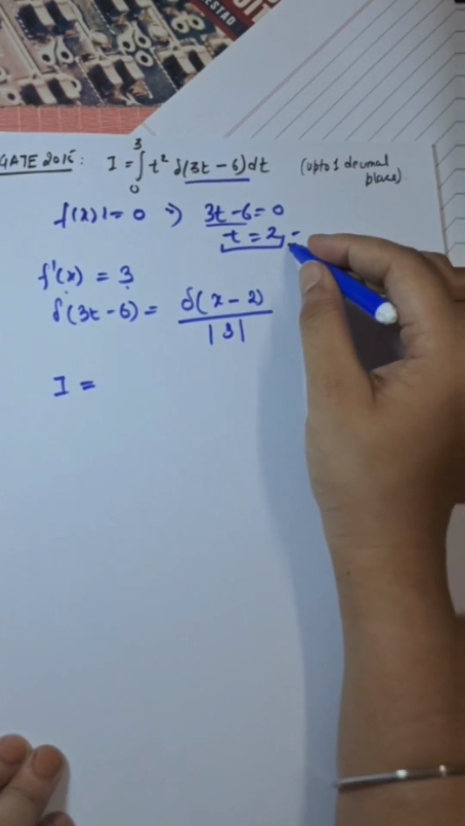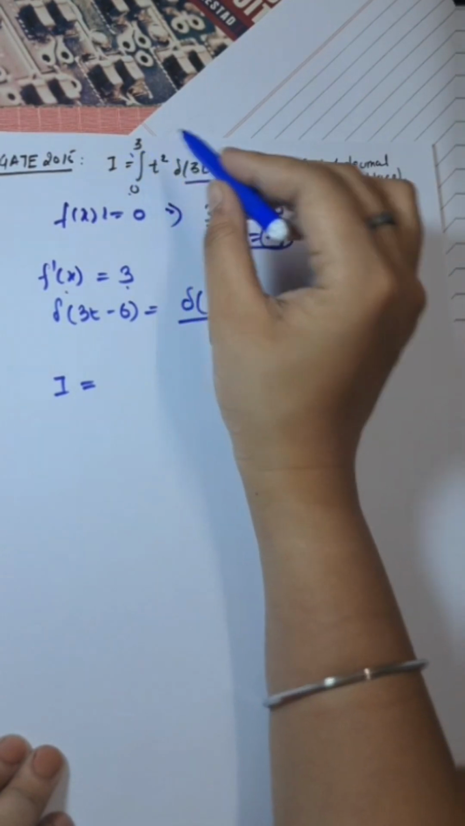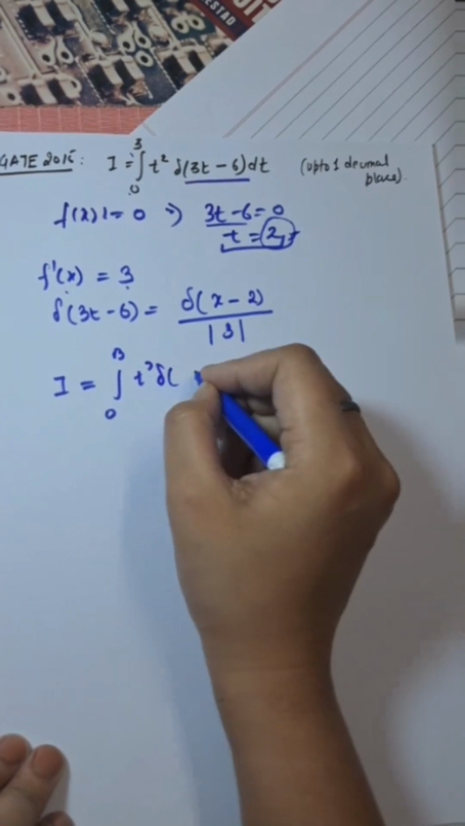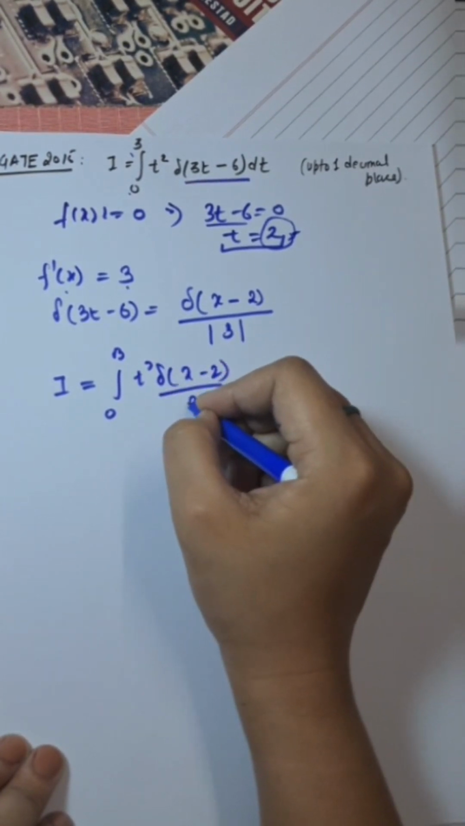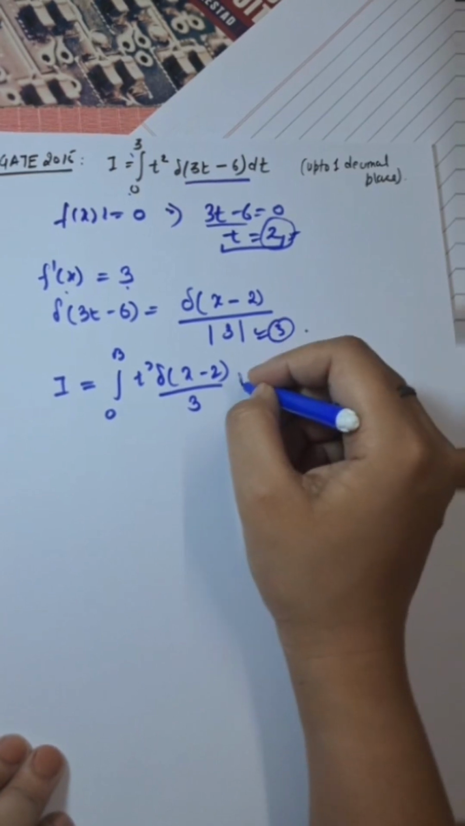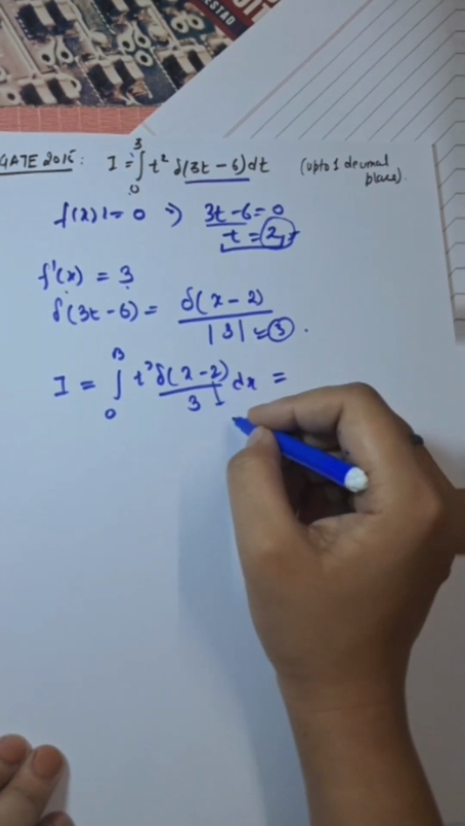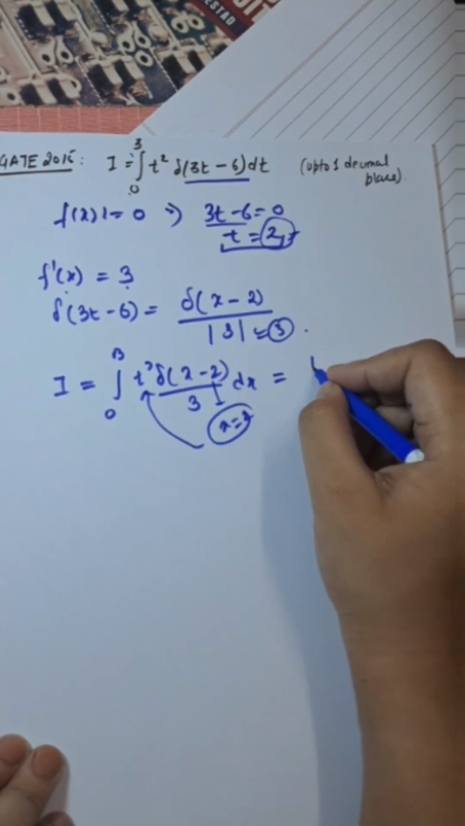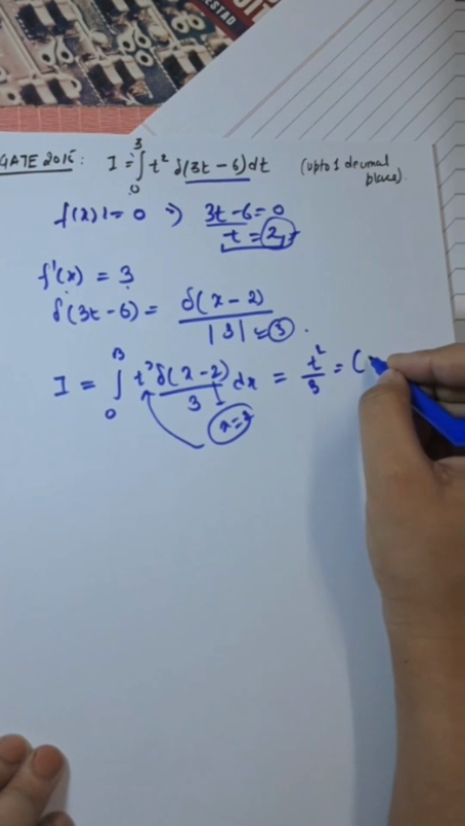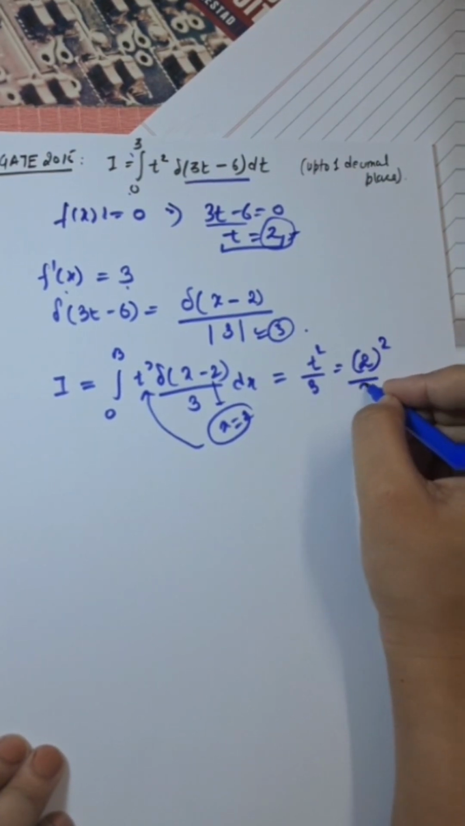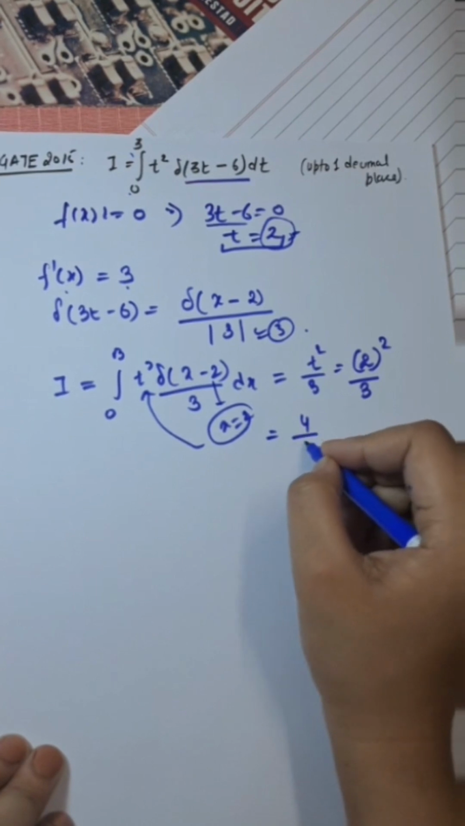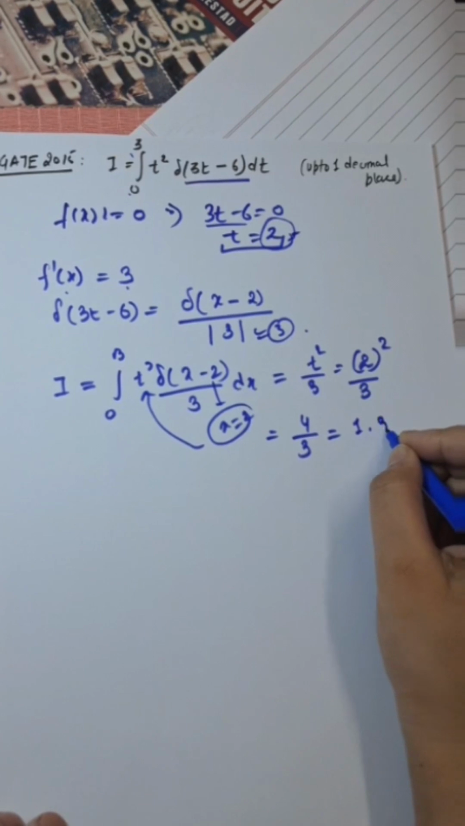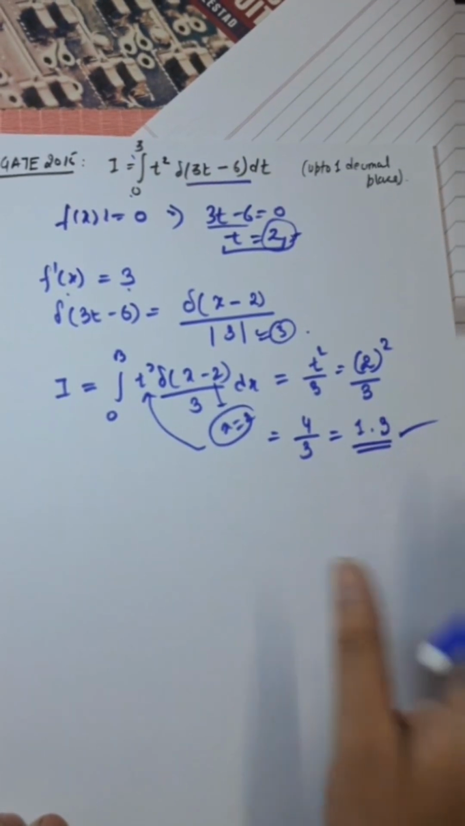Now we can see this t equal to 2 lies within the integration limit. So we can evaluate this integration as delta of x minus 2 upon 3, so mod of 3 becomes 3, dx. So now we can put x equals 2 directly into this equation and we'll get t square upon 3. So t square is 2 square upon 3, that is 4 upon 3, which equals 1.3. This is the answer.